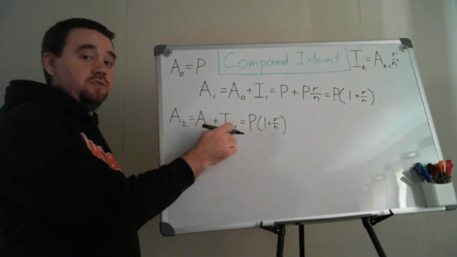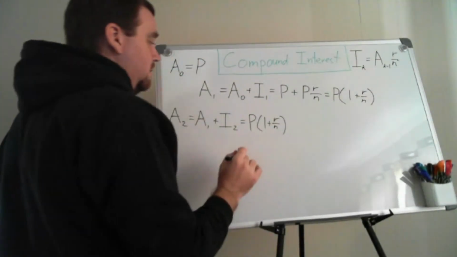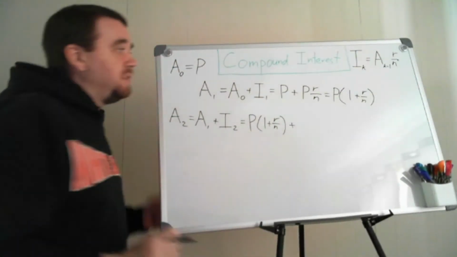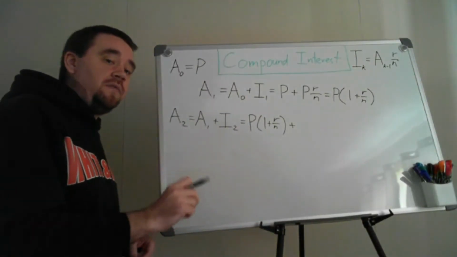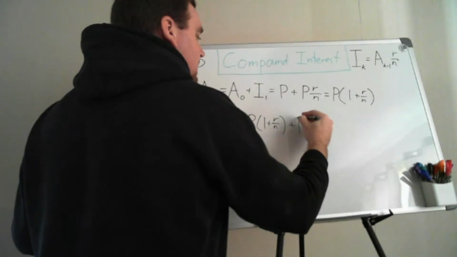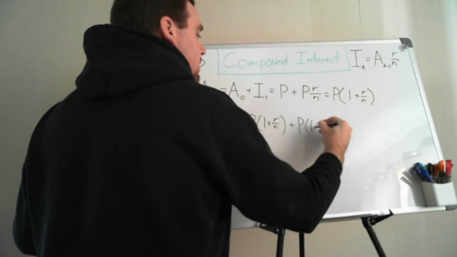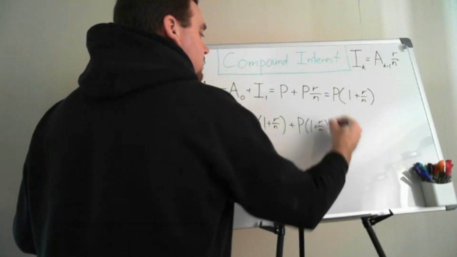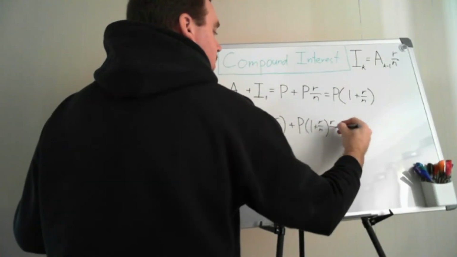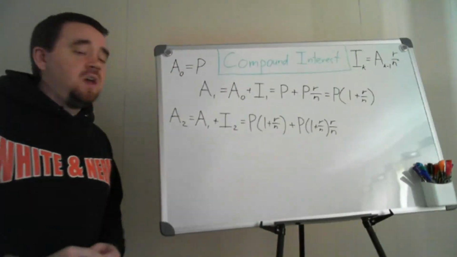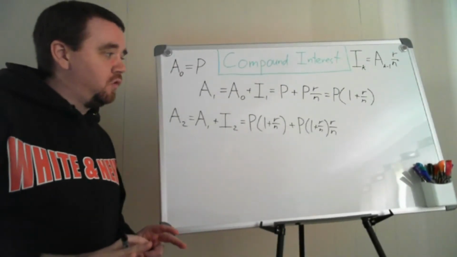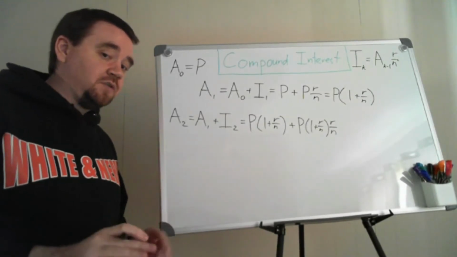plus I sub 2. So we're going to use this up here, plus I sub 2 is A sub k minus 1, so A sub 2 minus 1, that's A sub 1. Well, that's just this again, plus P times 1 plus r over n. That's the A sub 1, and then times r over n. Well, now that's getting pretty messy. Not too fond of what I'm seeing so far, but hopefully something stands out to you.